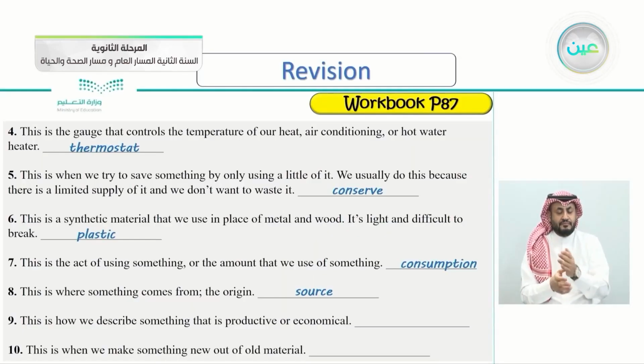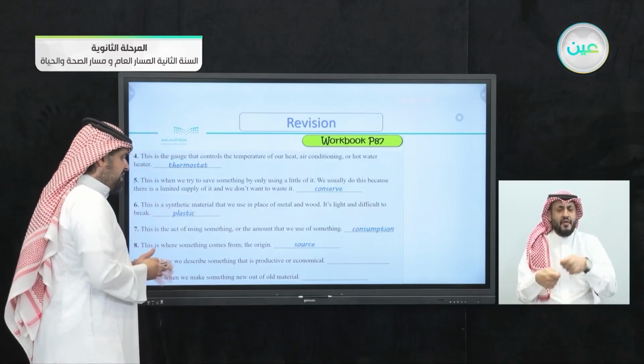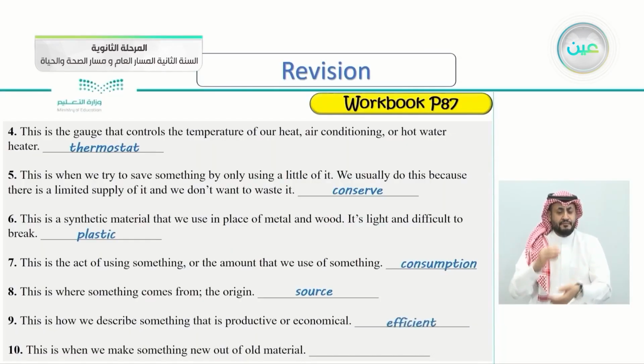Number 9, this is how we describe something that is productive or economical. So what do we call this when something is productive or economical? Let's check the answer here together. We call it efficient.